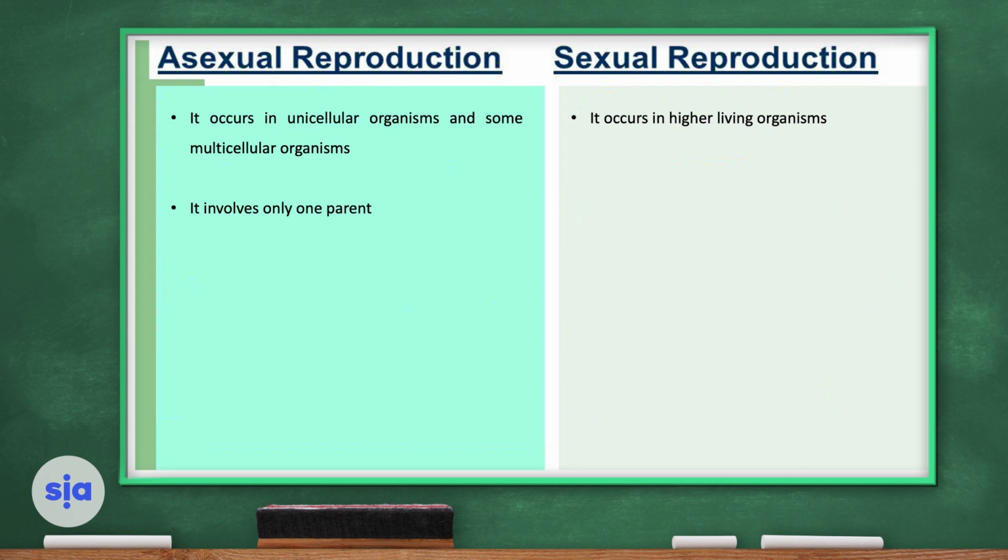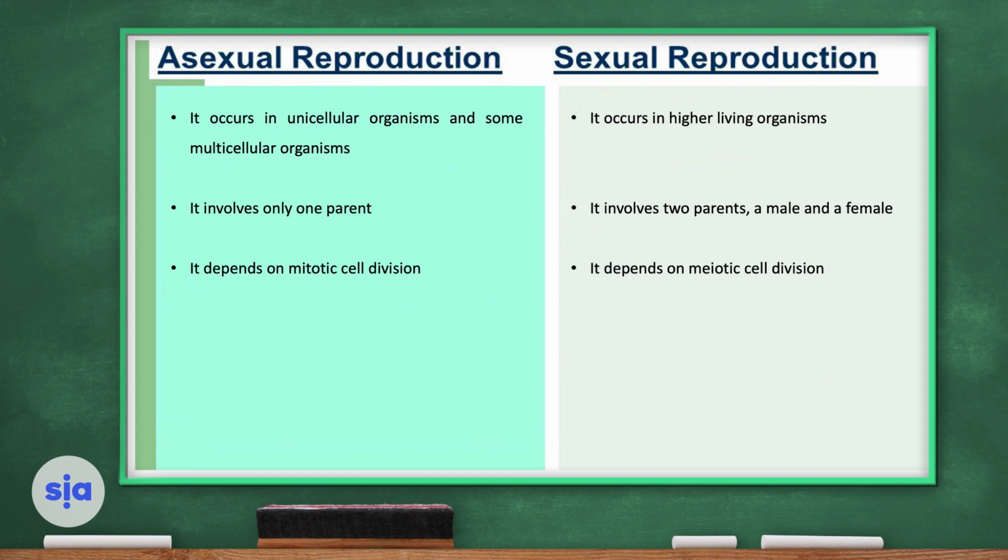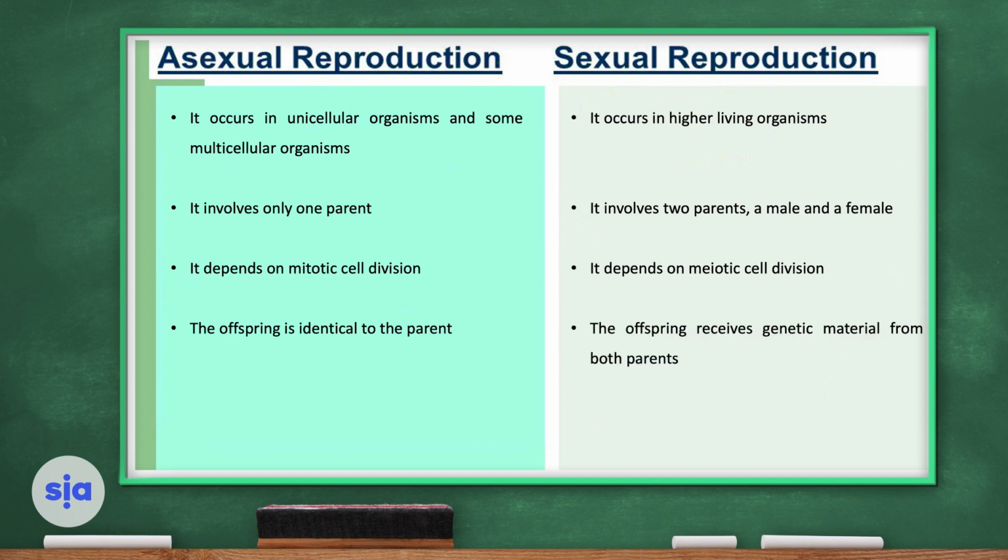Asexual reproduction involves only one parent, but in sexual reproduction, we have to have two parents, a male and a female. Asexual reproduction depends on mitotic cell division, or mitosis, while sexual reproduction depends on meiosis. The offspring resulting from asexual reproduction is identical to the parent, while in sexual reproduction, they are not identical. They receive genetic materials from both parents. That's why the offspring is not identical to any of them.